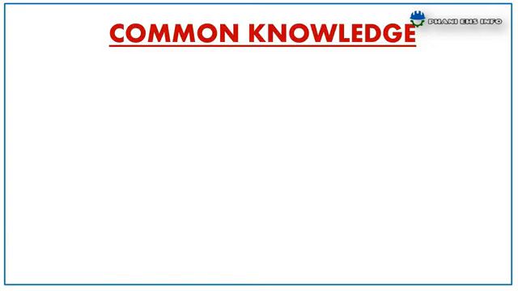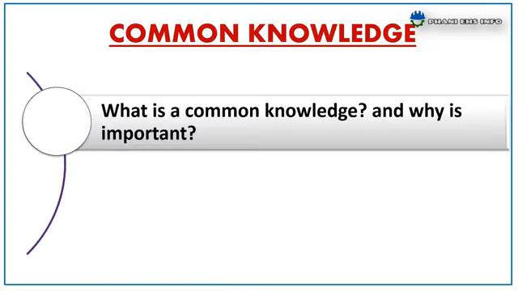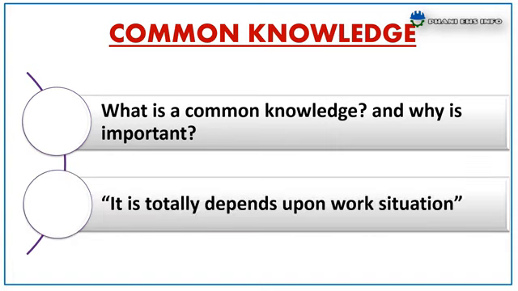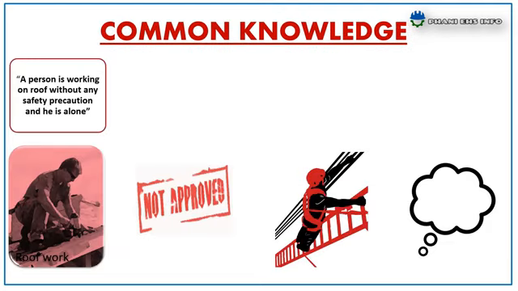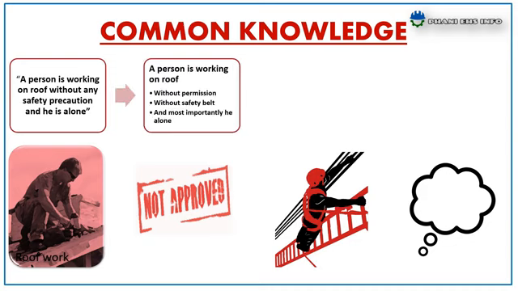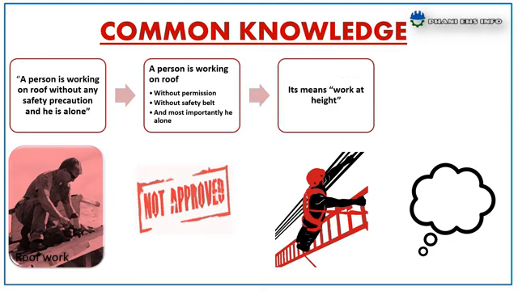First one, common knowledge. What is common knowledge and why is it important? It totally depends on the work situation. For example, a person is working on a roof without any safety precautions and he is alone. Which means a person is working on the roof without permission, without a safety belt, and most importantly he is alone. It means work at height.